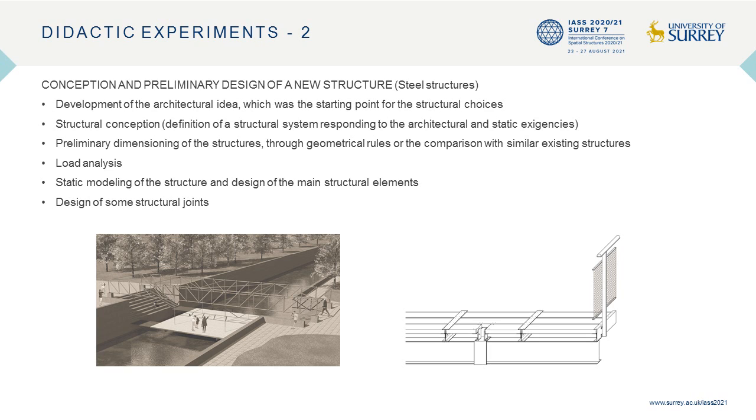The second experiment consisted of the conception and preliminary design of a new structure, and it involved the course of steel structures. Here the students were required firstly to develop an architectural idea, which is the starting point of the structural choices, and then to develop a structure that could respond both to the architectural and to the static needs.